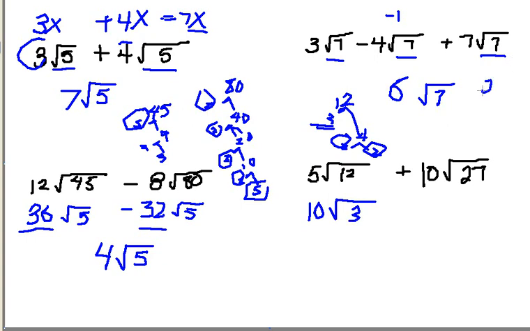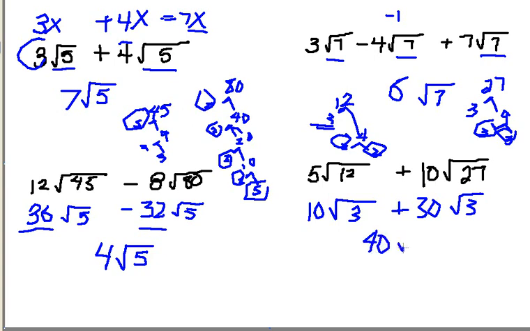If we look at 27, we can break 27 down into 3 and 9. We can break 9 into 3 and 3. Anything that occurs twice comes out once, so I can pull a 3 out. This is going to be 30. And then whatever doesn't come out is left under my radical. So this is root 3. And now just like before, I do my operation with the numbers out front. 10 plus 30 is 40. And I just keep my radical. The big watch out on all of these is you cannot combine them unless your radicals look exactly alike.